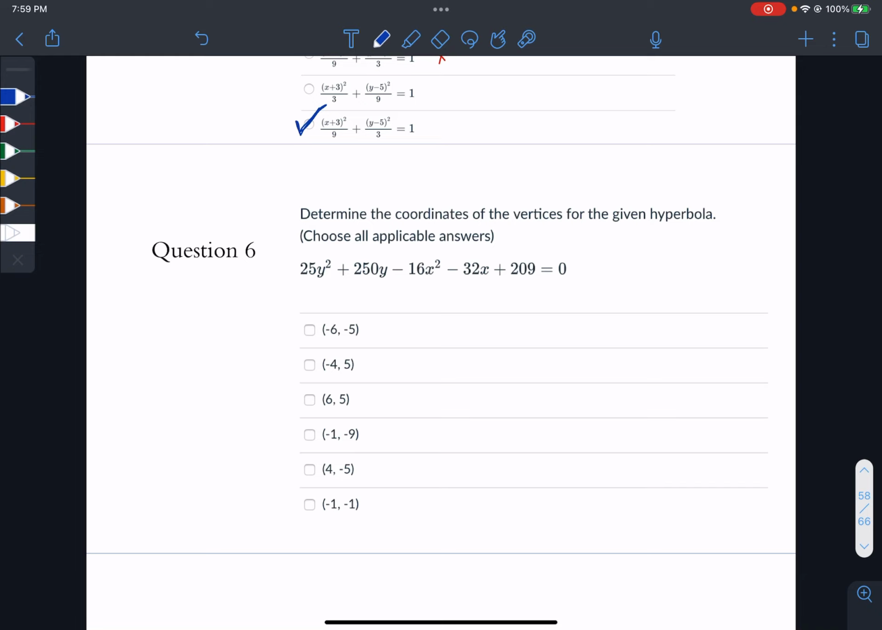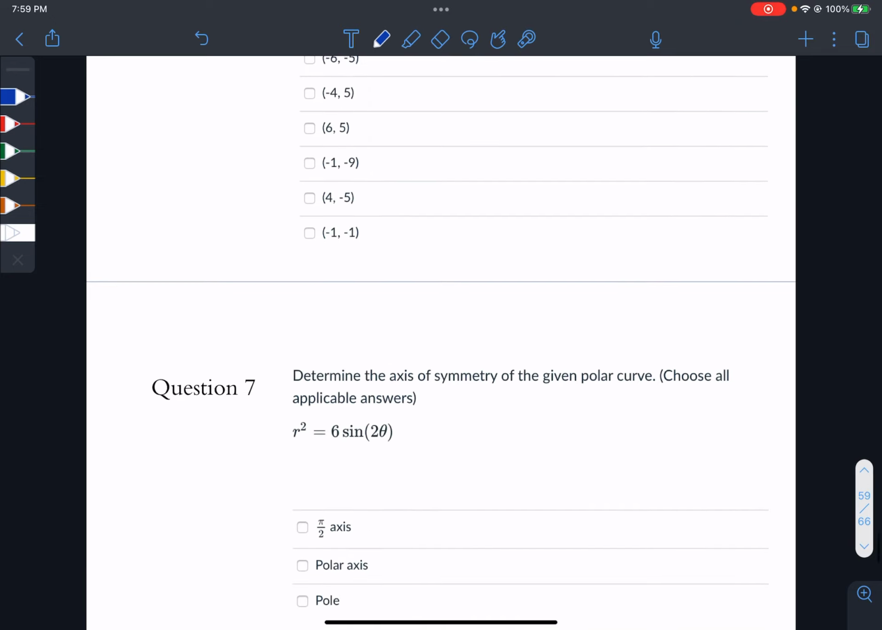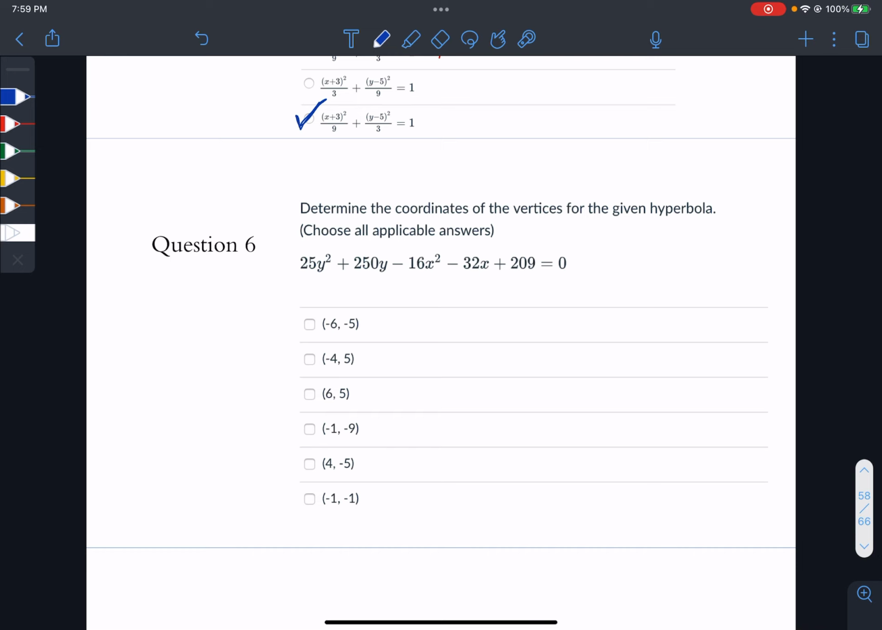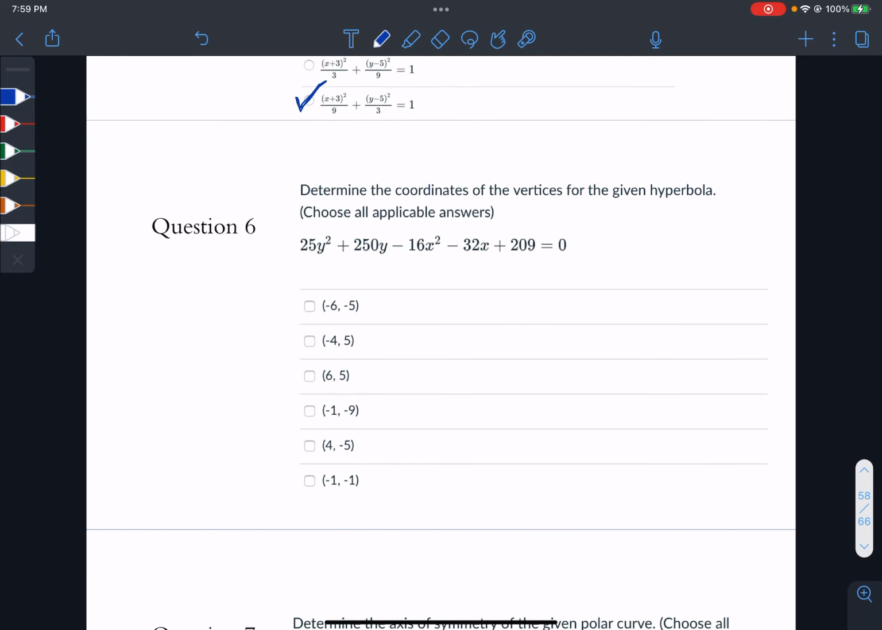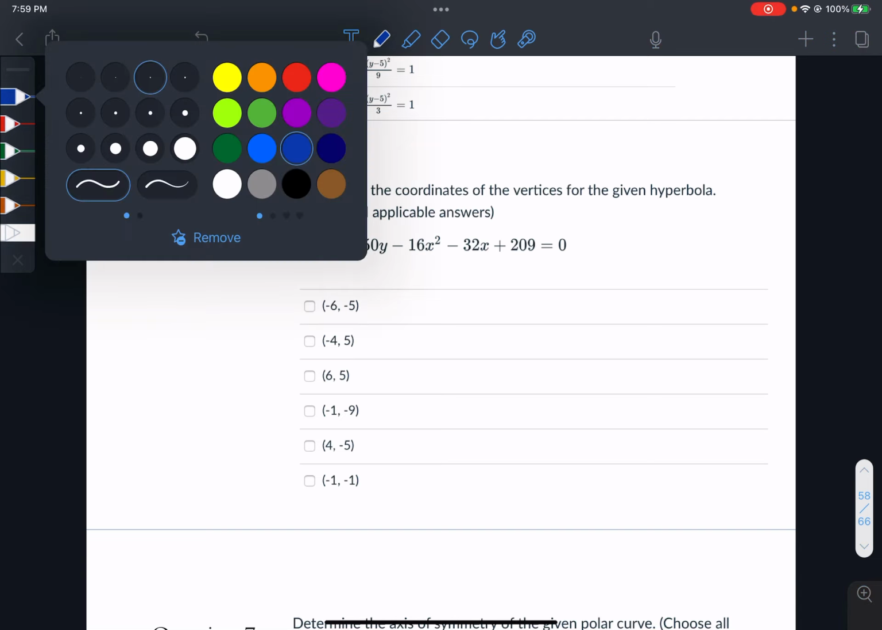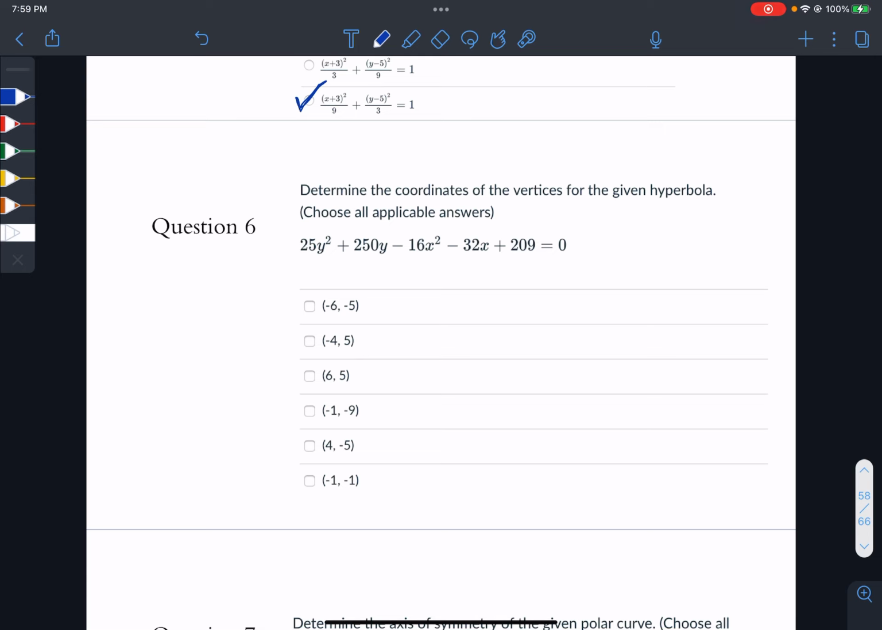For example, this one. So, determine the coordinates of the vertices for the given hyperbola. So, choose all applicable answers. Okay. So, this one, hindi given yung hyperbola. Okay, so we need to transform this one into its standard form. So, ang gagawin natin, completing the square.